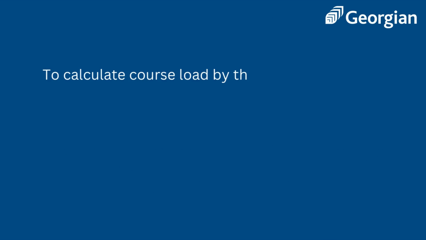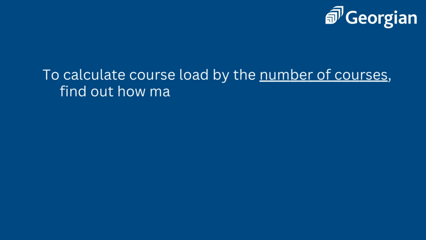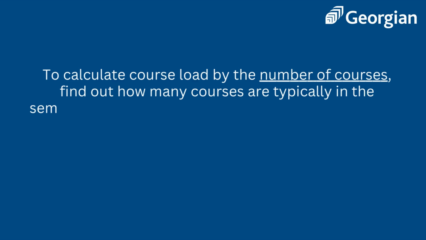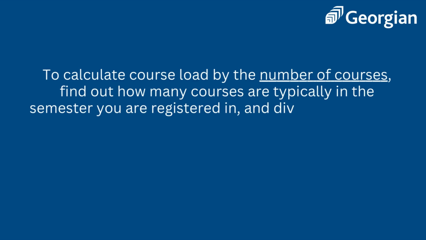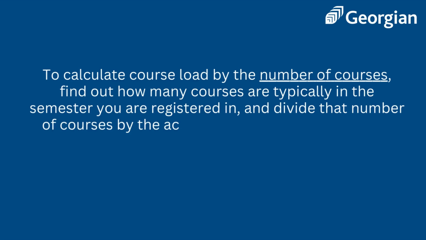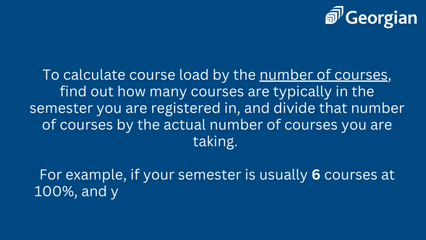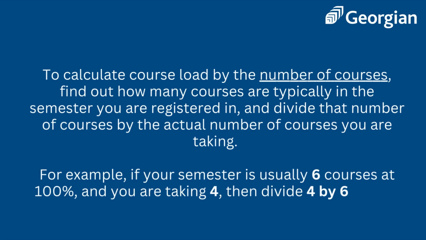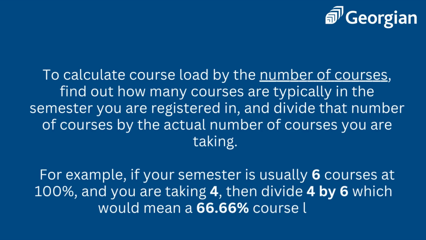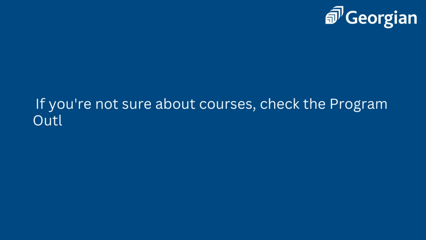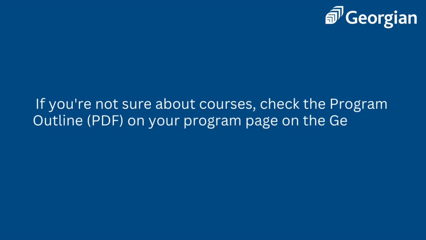To calculate course load by the number of courses, find out how many courses are typically in the semester you are registered in, and divide the number of courses you are actually taking by that number. For example, if your semester is usually 6 courses at 100% and you are taking 4, then divide 4 by 6, which would mean a 66.66% course load. If you're not sure about courses, check the Program Outline PDF on your program page on the Georgian College website.